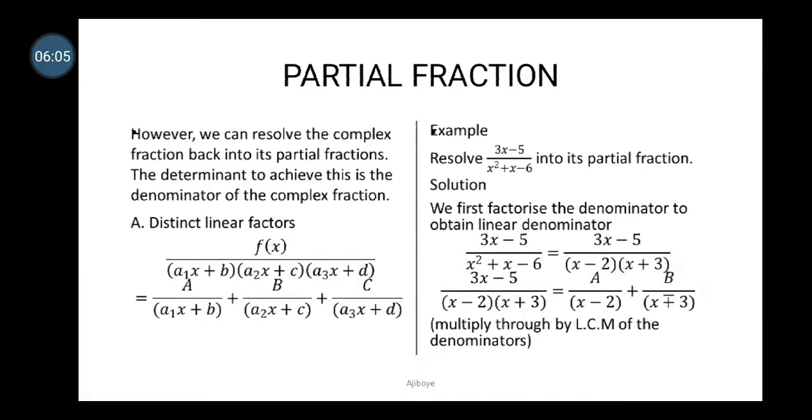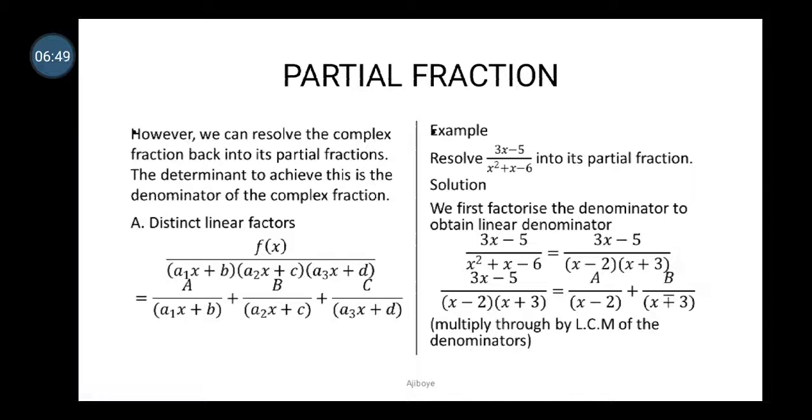We can, however, resolve the complex fraction back into its partial fractions. The determinant to achieve this is the denominator of the complex fraction. We have different methods for different complex fractions. We could have a complex fraction with a denominator of distinct linear factors. So if you have a complex fraction and we observe that the denominators are simple linear factors, then how do we handle it? How do we resolve it?